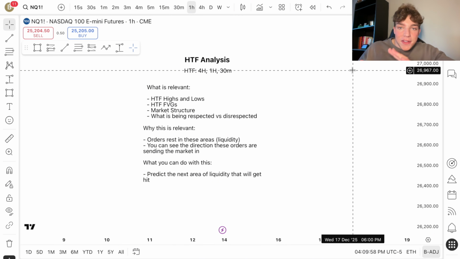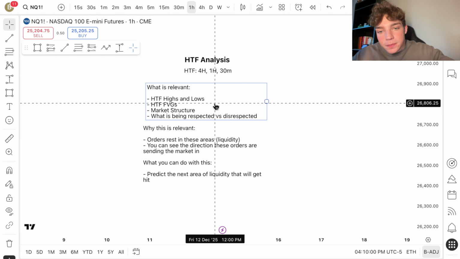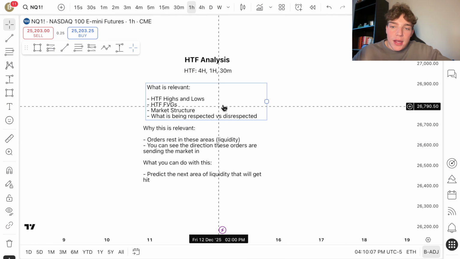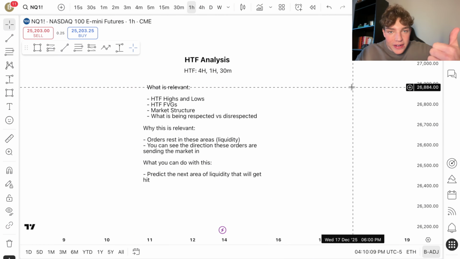So on this time frame, what is relevant to us? High time frame highs and lows, which is just the high and the low of the candle. You know what those are. Don't have to get any more into that. High time frame fair value gaps, so a 4 hour fair value gap, a 1 hour fair value gap. As you know, a fair value gap is an imbalance of price with tons of resting orders. So these are super relevant to us when we are charting on these time frames.